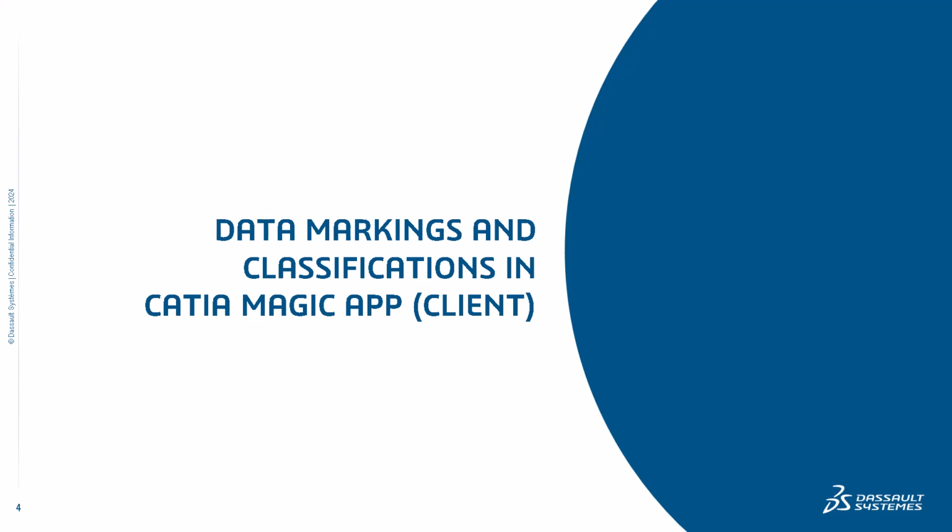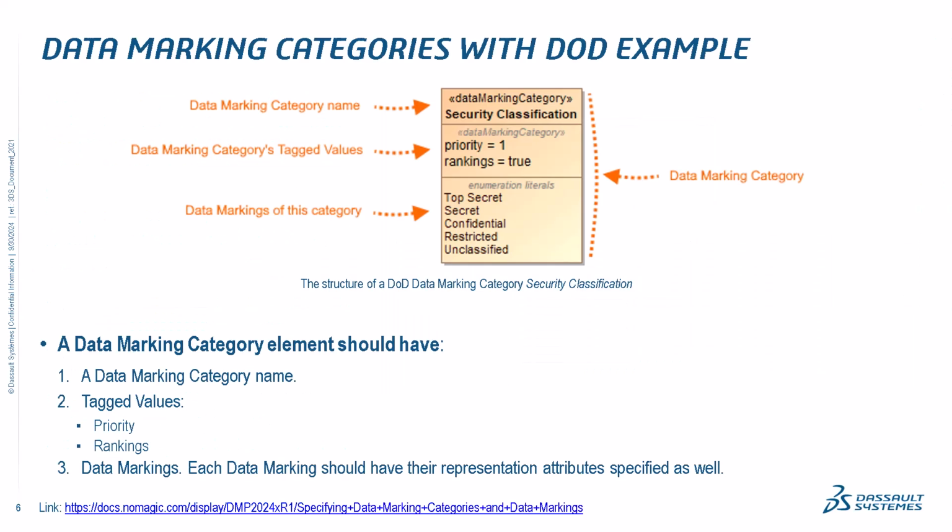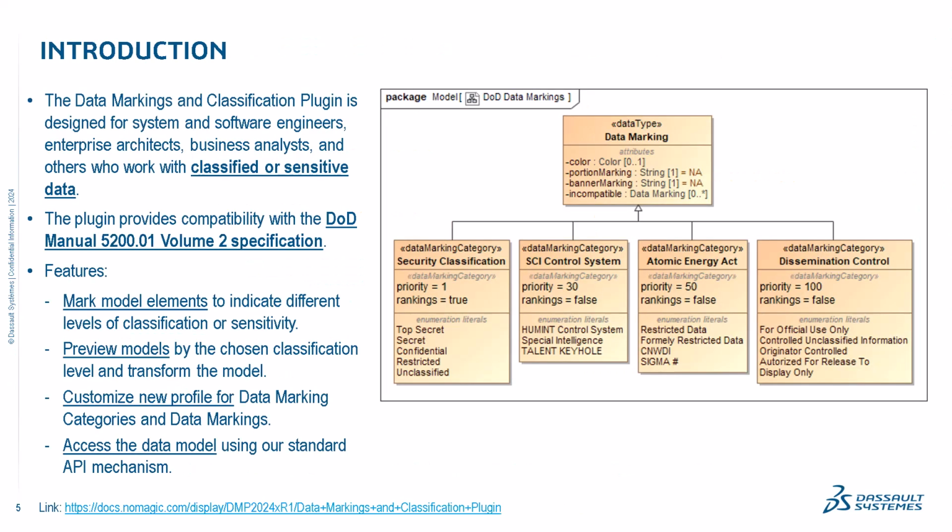First of all, let's talk about the client side application. All the configurations are kept in the model, so it's using the best practice of model-based solutions. Even the user interface exists to configure all of that, and you'll see how to use the user interface and where to find those configurations. The data markings configurations that come out of the box, as you can see here, are security classification with the levels of security, SCI control systems, Atomic Energy Act, and dissemination control.